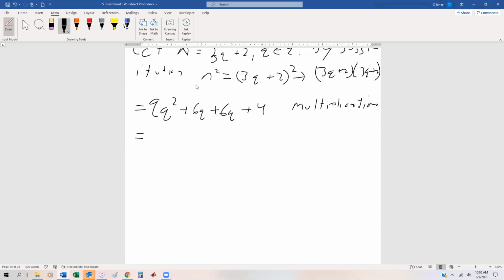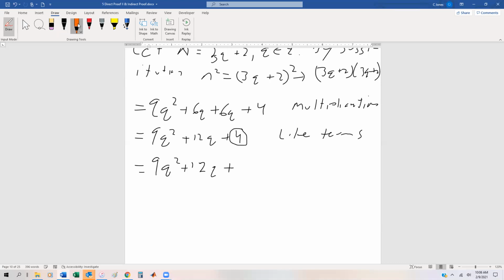We're going to combine like terms. 9q squared plus 12q plus 4. Okay, so that's by like terms. We need the form either 3k or 3k plus 1. Unfortunately, it doesn't look like 3k is going to be valid. Right? What about this 4? Well, we can split off a 3 and we can use computation, and we can rewrite this as 9q squared plus 12q, and instead of 4, we can write that as 3 plus 1. Right? And so that's our computation. And we can do a factorization of 3. So 3(3q squared plus 4q plus 1) plus 1. So that's by factoring.